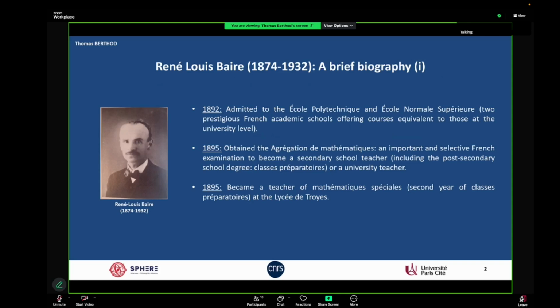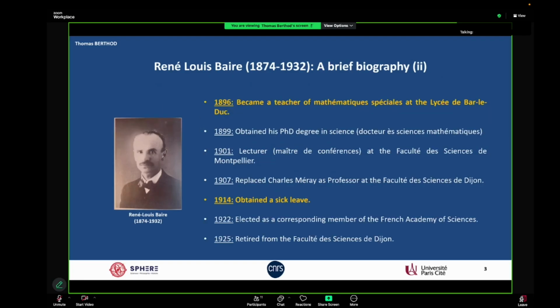He obtained the agrégation de mathématiques in 1895 and became a teacher the same year in a secondary school. The next year, 1896, is an important date, because it's around this date that his scientific career began. We have some elements that justify that point.